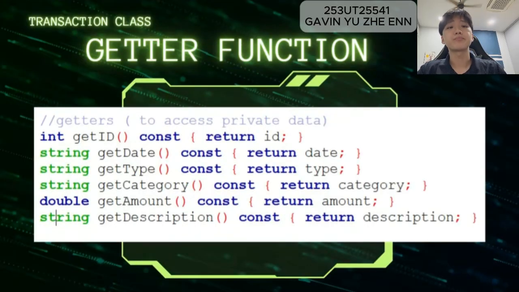So if the data is private, we need to use getters. What are getters? They are used to access the private data members safely. Instead of accessing the variable directly, the program uses getter functions to retrieve the values such as date, time, category, and amount. This helps maintain encapsulation and keeps the data controlled. So basically, we cannot directly access the data. We need to use these getter functions to retrieve the data.